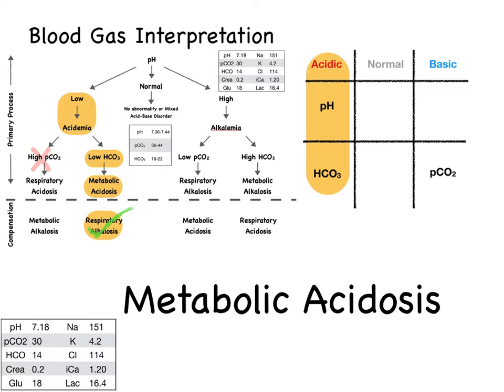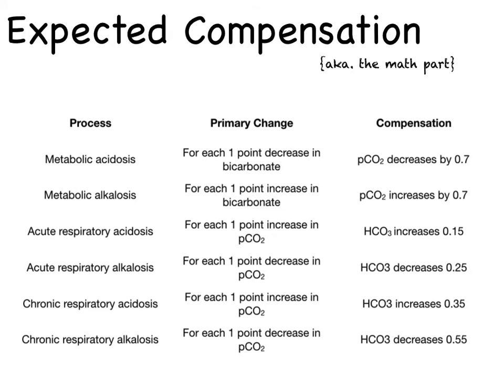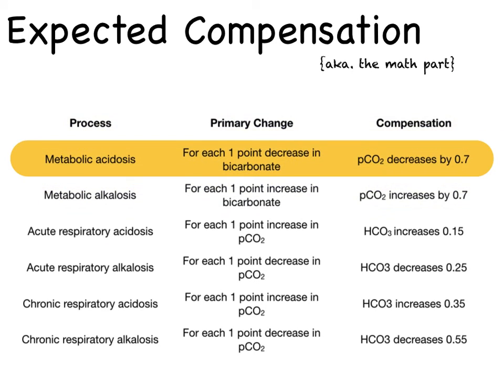It looks fairly typical, but sometimes there can be multiple processes occurring, and if we don't look for evidence of them, we can miss them. First step in looking for those hidden processes is to check the math for compensation. So, looking at our handy table, we see that when the primary problem is a metabolic acidosis, the formula says for every 1 point decrease in the bicarbonate below normal, the PCO2 should decrease by 0.7 points.